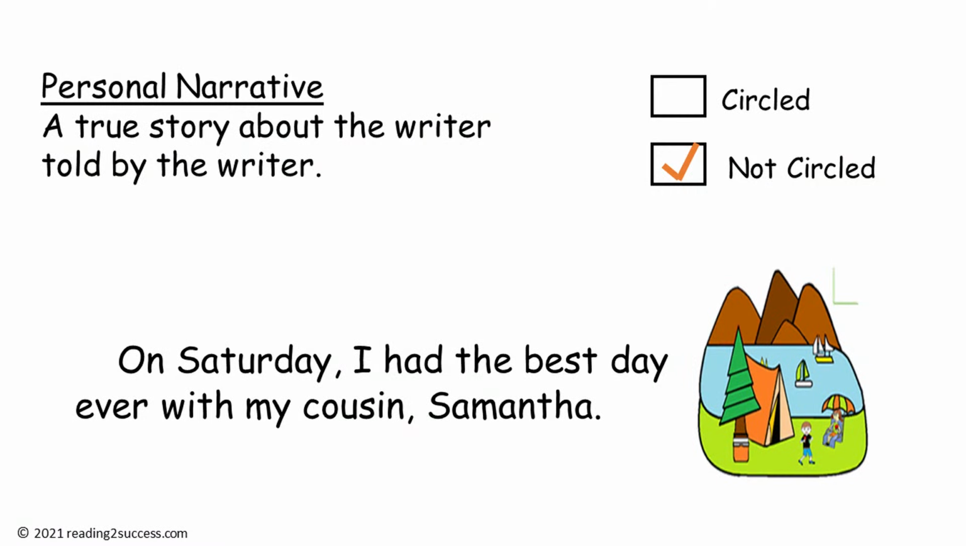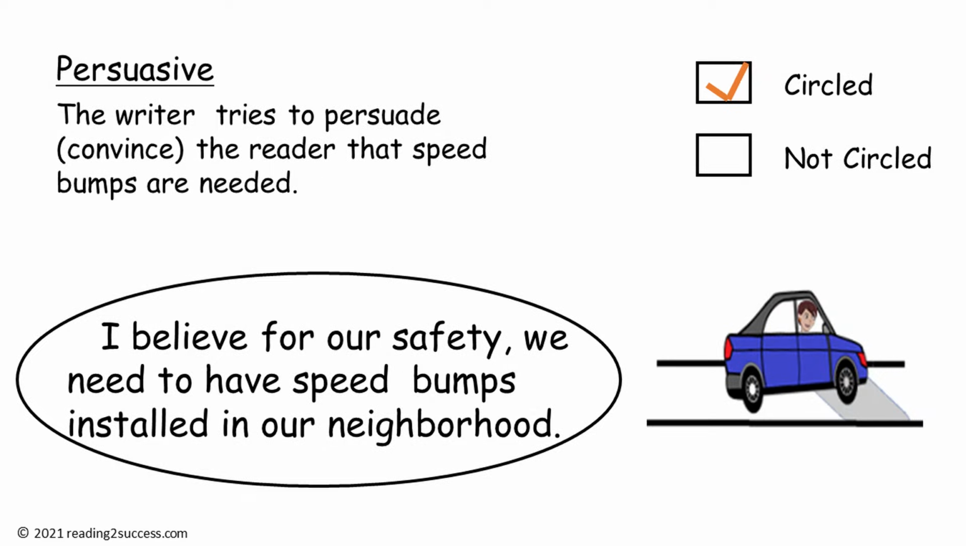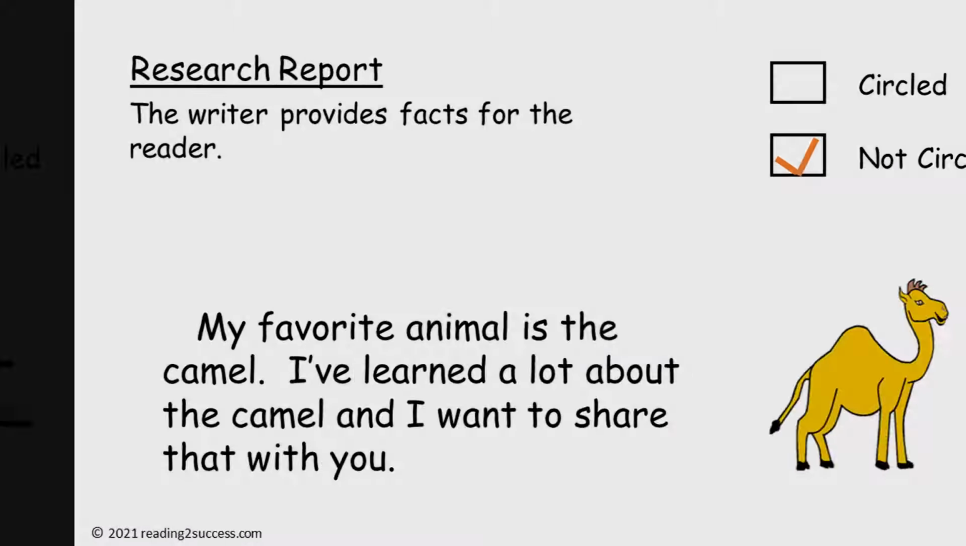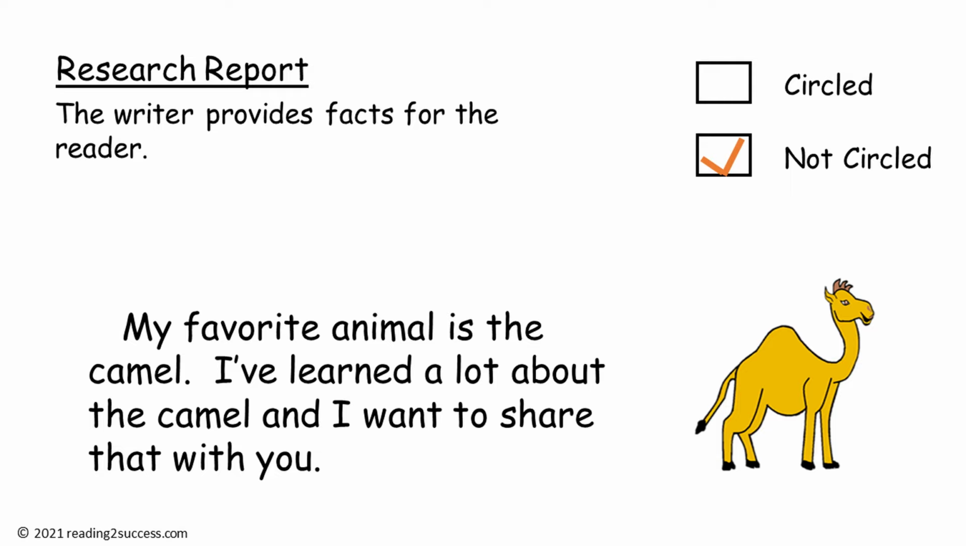Before we move on to the second section with kids, let's quickly review the topic sentences that we just worked with. The first one is a personal narrative, a true story about the writer, told by the writer, so we do not circle it. The second is persuasive. The writer tries to persuade the reader that speed bumps are needed, so we do circle it. The third one is a research report. The writer provides facts for the reader, so we do not circle it.